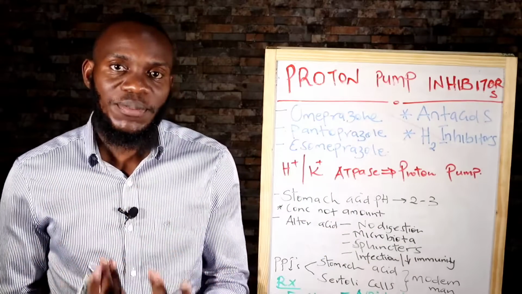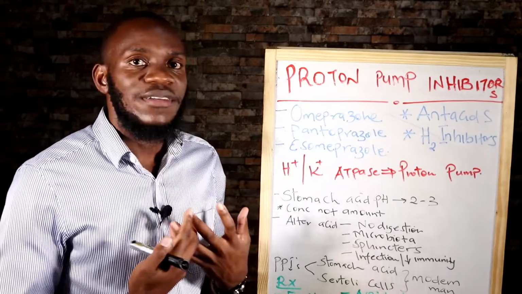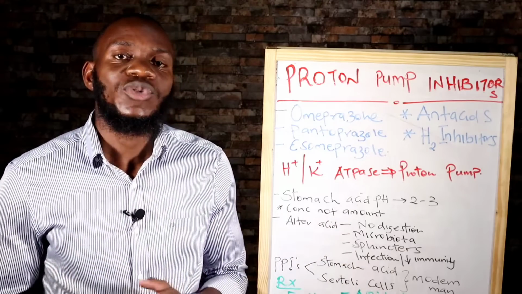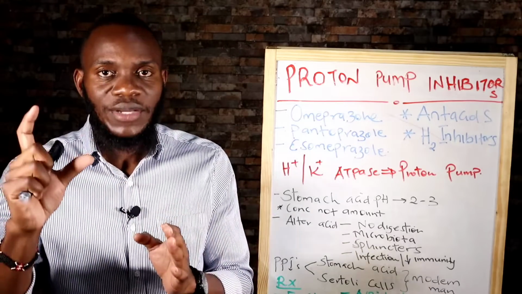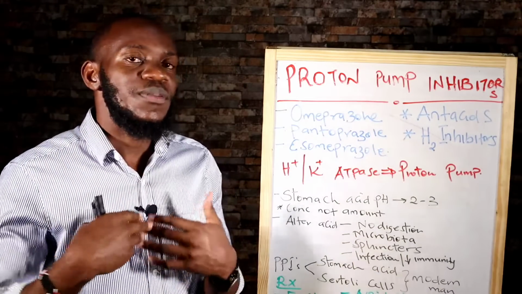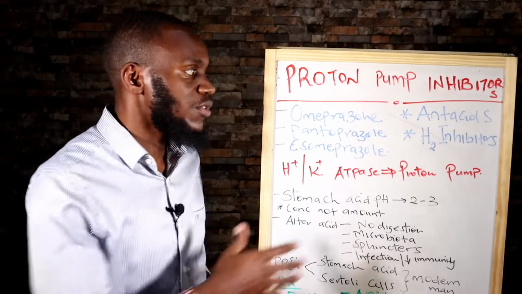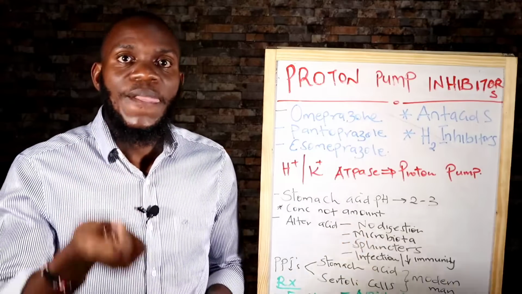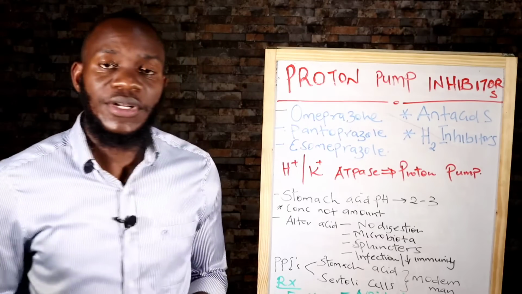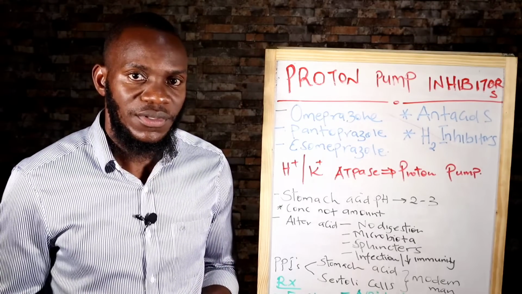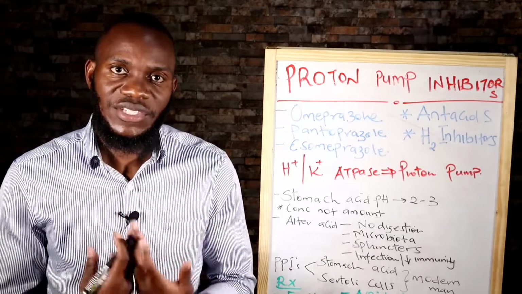So what is a proton pump? A proton pump is a mechanism available in cells that the cells use to pump out hydrogen ions. Now remember, hydrogen ions are what we are calling the acid. It pumps them out in exchange for potassium. And this pump uses ATP, which is energy. As much as it uses ATP, it is also involved in the production of energy.